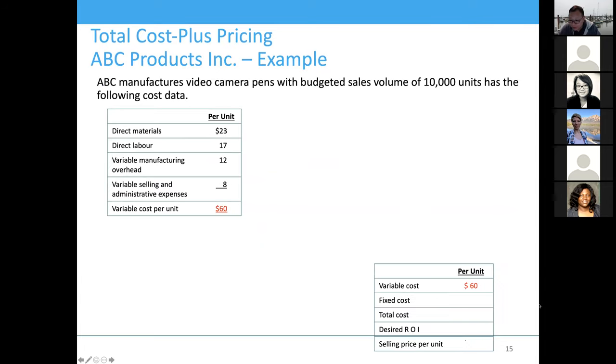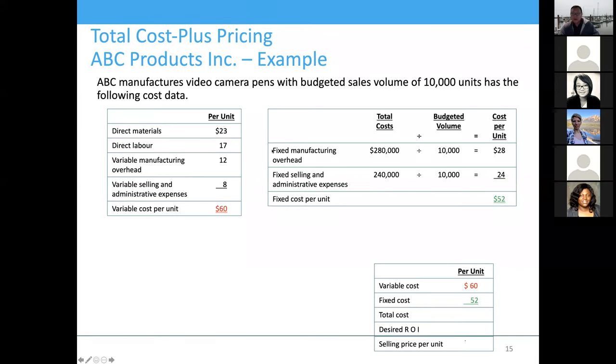So this is one example. I have the information here, and also at the right lower corner, there is another table capturing the main information. ABC manufactures video cameras, camera pens, with a budget sales volume of 10,000 units, and has the following cost data. The variable cost per unit is given, that's $60. My lower table also captures this. For the fixed cost, the total is 280,000 for fixed manufacturing overhead, and 240,000 for fixed selling and admin expenses. That's my fixed cost. And the volume of production in the budget is 10,000.